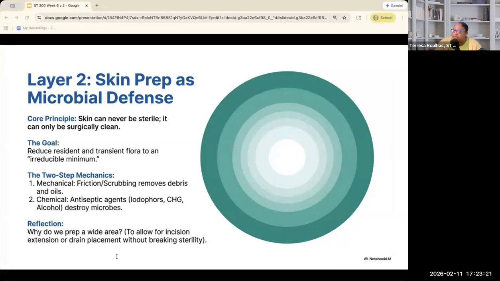I say that because you may see concepts. So, just a reminder, skin can never be sterile. Okay? So that means our goal is again trying to reduce microbial load. So we kind of go back to a little bit of micro. Okay?